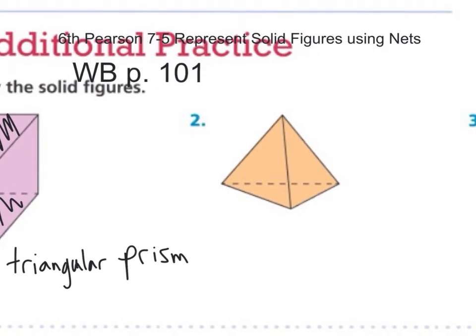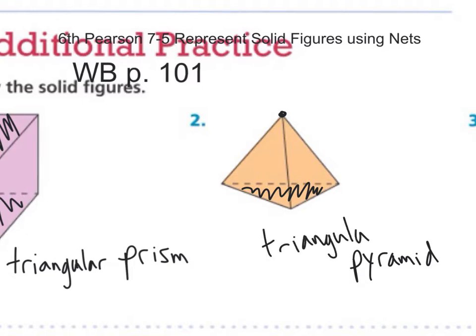Number 2, this one you can see does come to a point. So we're going to look at the base, which is straight down from that point. Since it comes to a point, we know it's a pyramid, and the base is a triangle, so that would be a triangular pyramid.